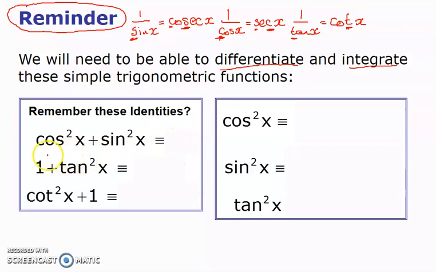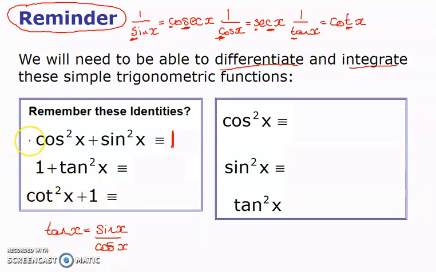Now, first of all, I've written down here cos squared plus sine squared. This is an identity we've seen in normal maths. We should know that's 1. Oh, there was another one, wasn't there? You saw that tan x can be written as sine x divided by cos x. So these identities are quite useful in normal maths and in this maths.